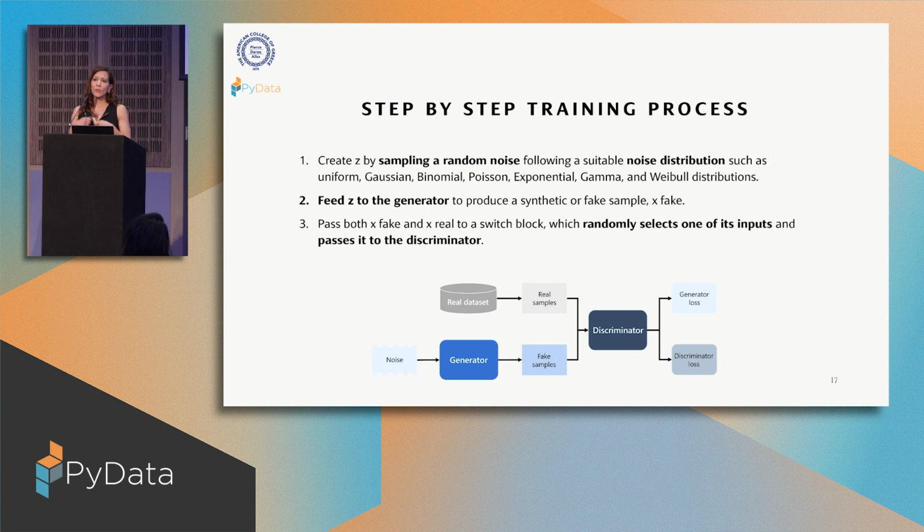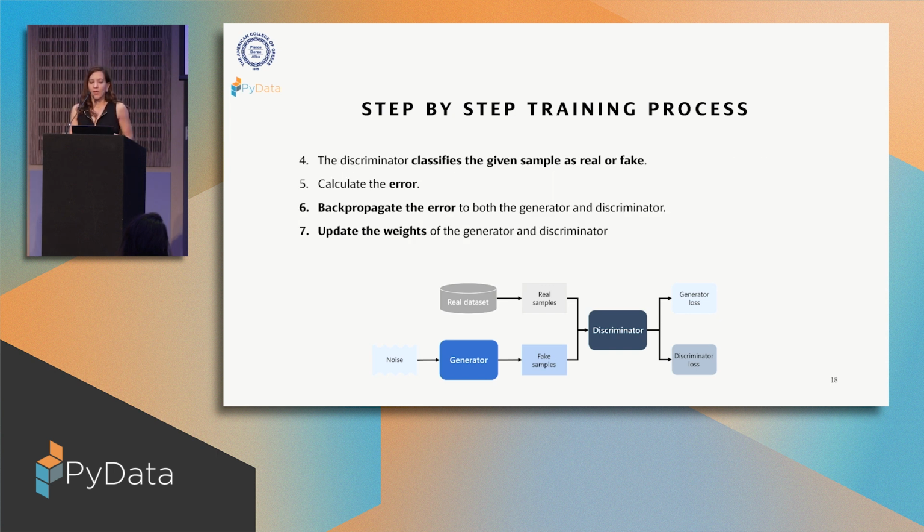Now, we pass both X-fake and X-real to a switch block, which randomly selects one of its inputs, and then passes it on to the discriminator. As a next step, the discriminator will classify this given sample as real or fake, calculate an error upon that, and then backpropagate the error back to both the generator and the discriminator in order to update their weights.